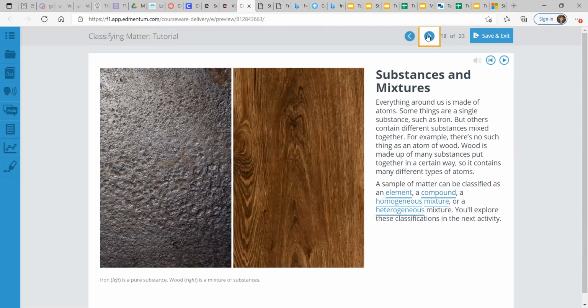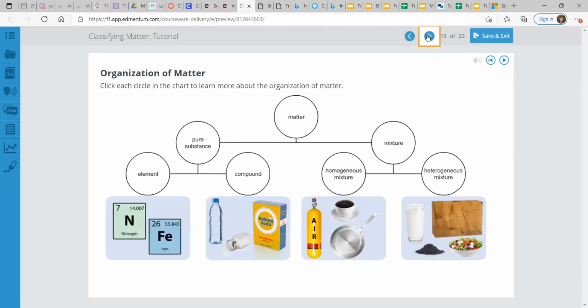Substances and mixtures. This is how we organize matter. Pure substances are either elements, the most basic form, or compounds, a combination of these basic forms. If something is not pure, like these, then they are described as mixtures, and they can be homogeneous or heterogeneous.